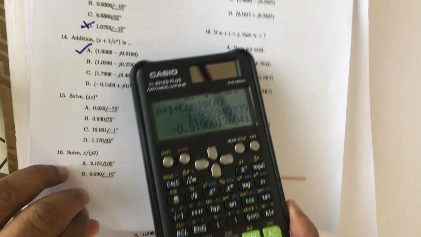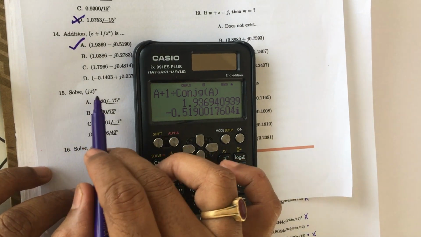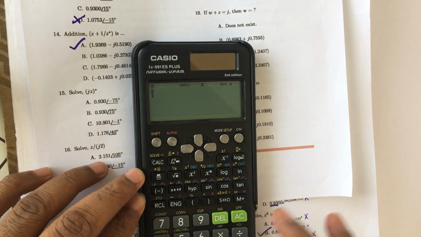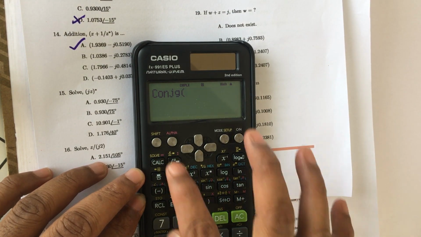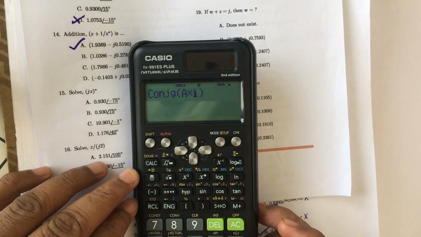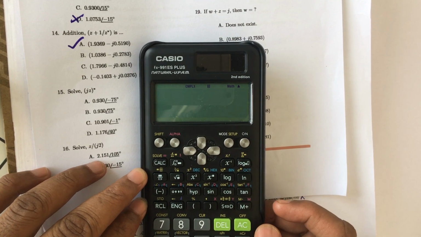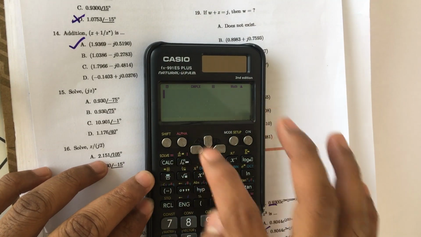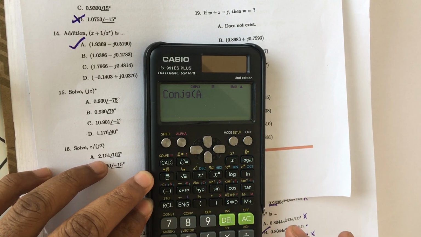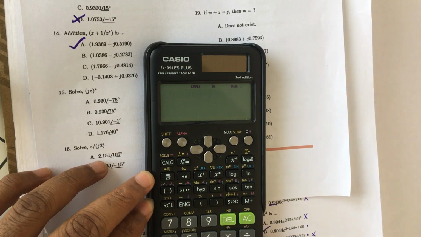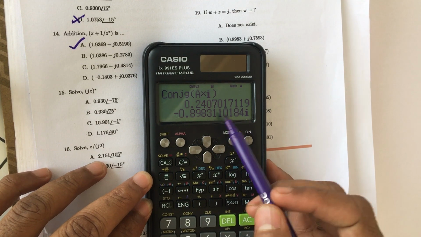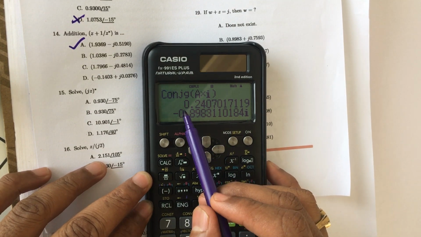Next, the 15th one. We have only 5 more questions. So jz whole conjugate. Let us do that. First I'll start with the conjugate function and then I will say A into i. This is a simple thing. With the calculator it is easy, no need to apply any concept, just simply enter the data and then you will get it.